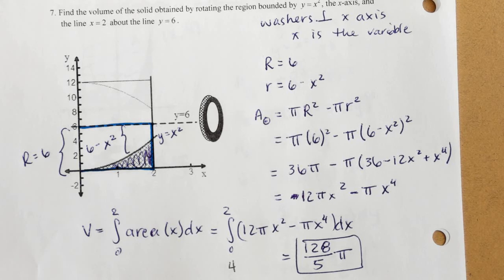So for the next three problems, 8, 9, and 10, it's all a matter of figuring out what your big R and your little r are, and whether you're in terms of x or in terms of y. Okay, so I'm going to leave those three problems for you all to do on your own as practice before we get back together next week.